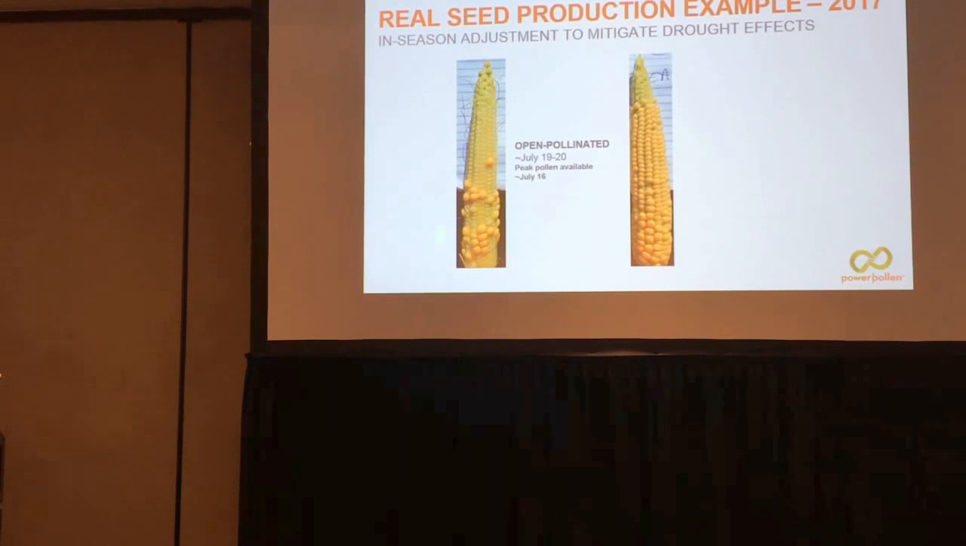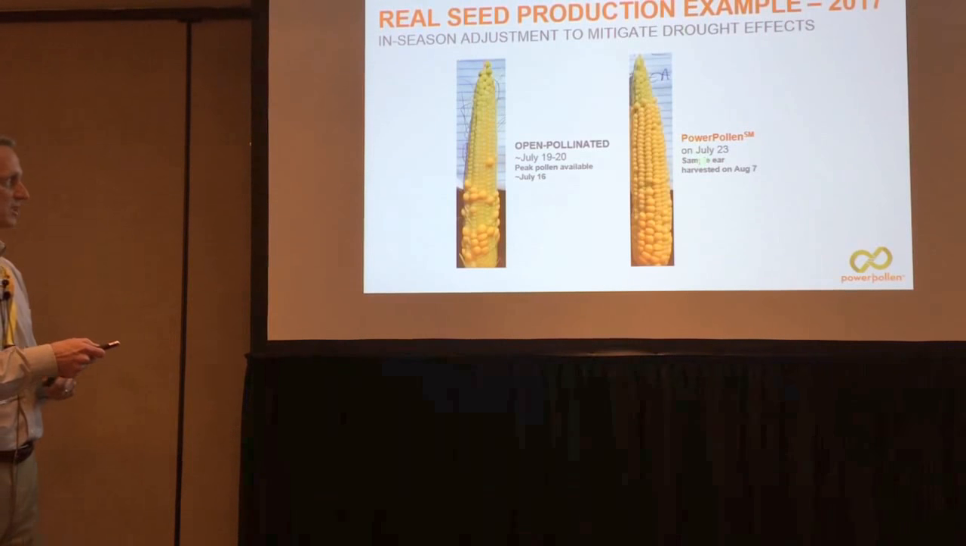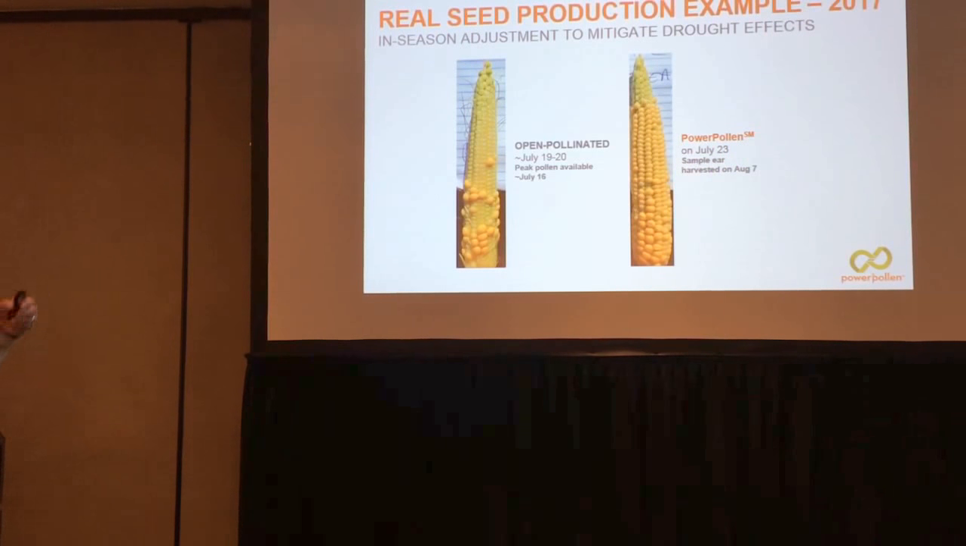But this is just an example ear that we harvested at 14 days after pollination. It looks very poor. We came in 3 to 4 days later, about 6 to 7 days after the peak pollination, and we applied about 3-day-old pollen, and you can see how we filled in the missing silks that were not caught by the natural pollination.